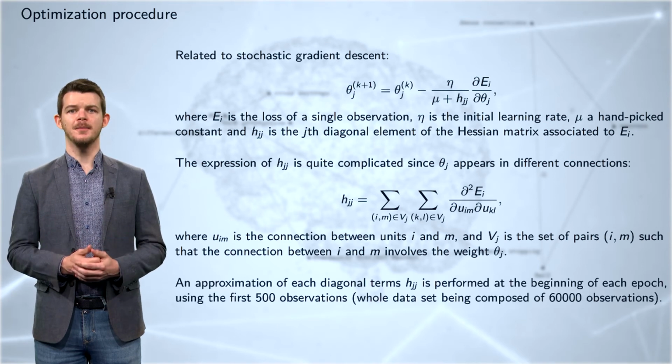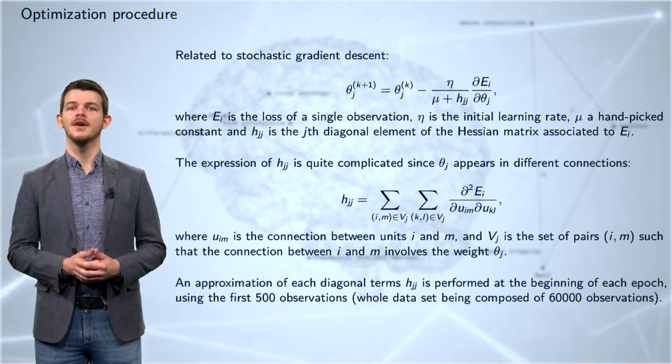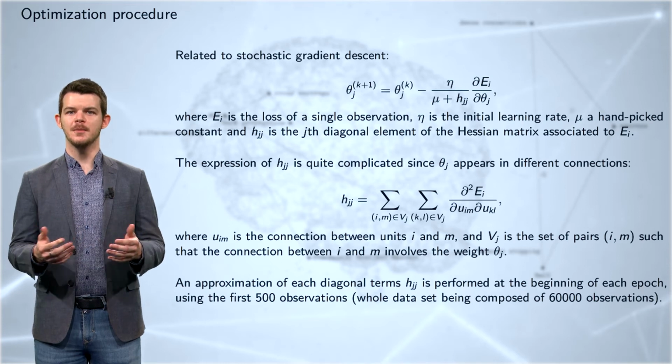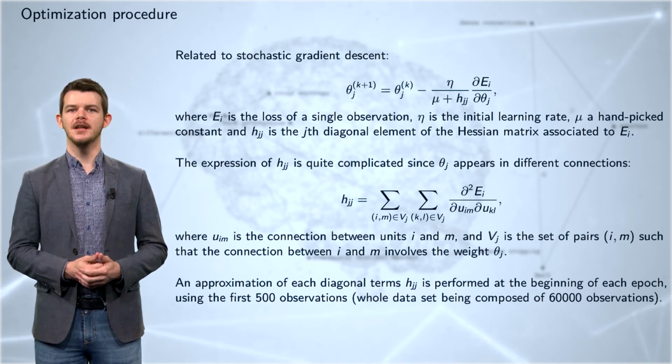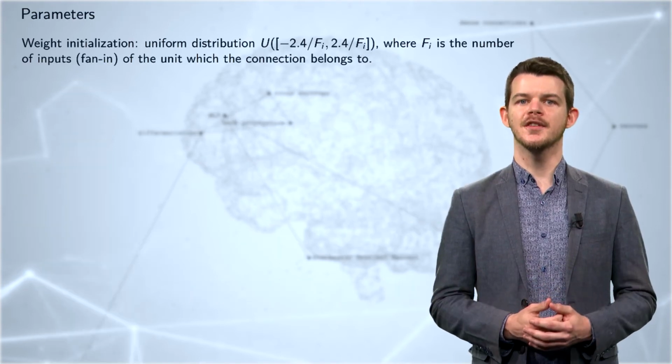Instead, an approximation of each diagonal term h_jj is performed at the beginning of each epoch using the first 500 observations only, the whole dataset being composed of 60,000 observations. Since computing exactly the Hessian matrix is quite computationally intensive, we compute the Hessian matrix only once at the beginning of each epoch. The whole optimization procedure works as follows.